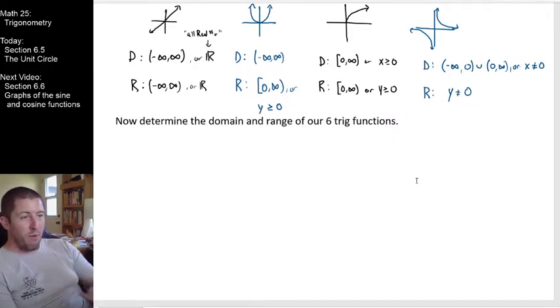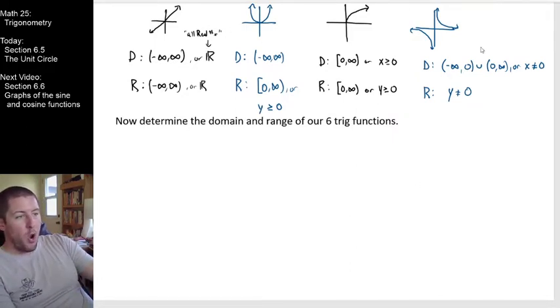And here's the other sticking point. With these ones, I'm kind of helping knowing my graph to visualize these. We're not talking graphs till next section. That's tomorrow's video right here. So we don't get to use graphs here. So let's talk the domain of sine.